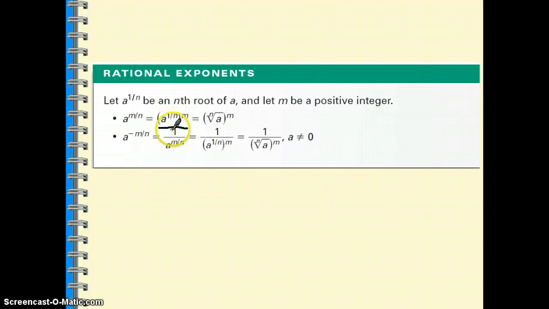Now, even though I have it pictured here as the nth root of a and then raised to the power of m, it doesn't matter which order you do it. You can raise a to the power of m, and then take the nth root. All right, so let's look at a few examples.